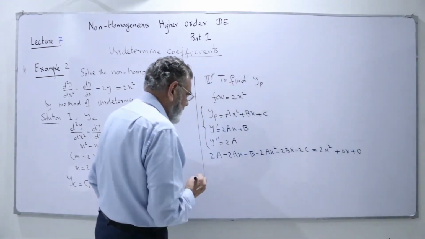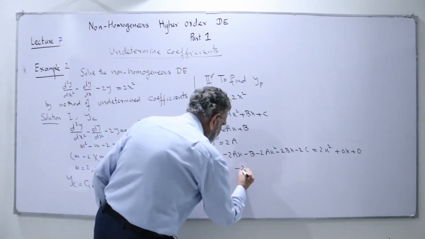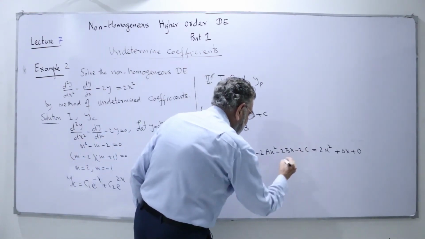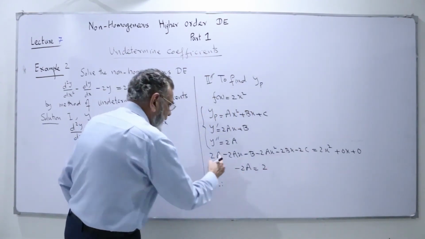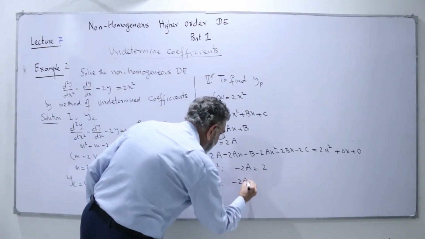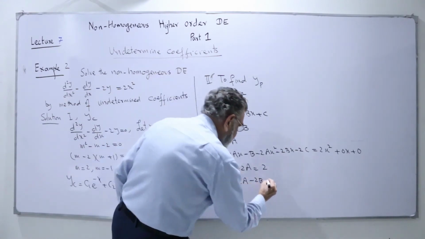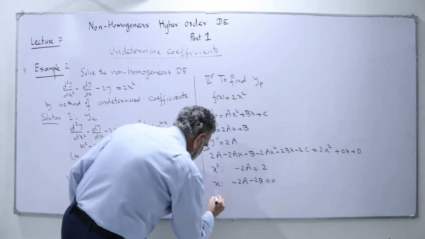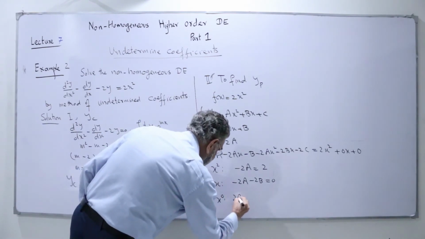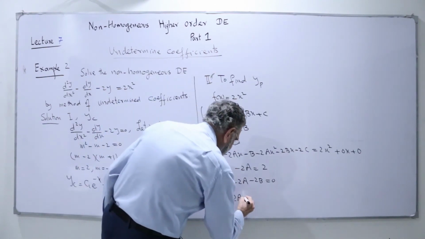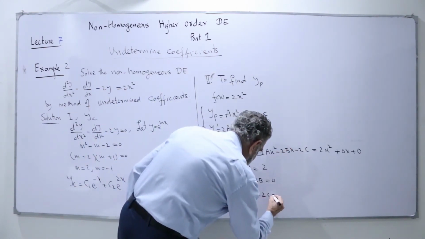We compare the coefficient of x square on both sides, and we get minus 2a on the left hand side and 2 on the right hand side. Then I compare the coefficient of x, I get minus 2a, then minus 2b, and that's equal to 0. Then I compare the constant, x to the power 0, I get 2a, then minus b, then minus 2c is equal to 0.